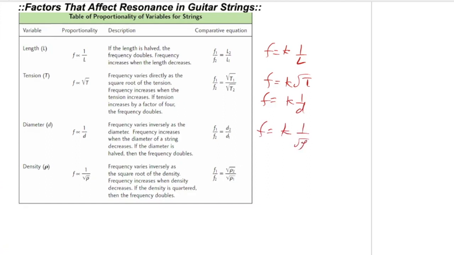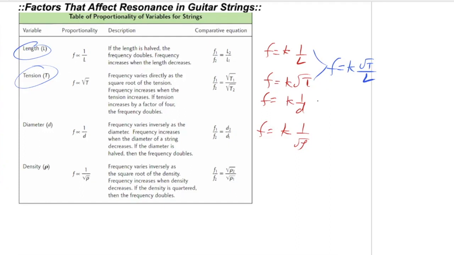But what happens if you change more than one parameter at a time? Let's say we're changing both the length and the tension. Well, what you basically do is you combine the two equations. When you combine the two equations, this becomes K times the square root of T over L. Do you see? I just basically combine them. Again, the K would be different, but it doesn't matter. It's going to cancel out.